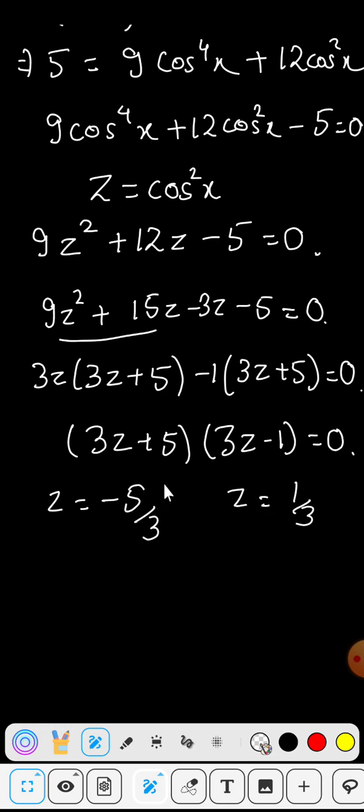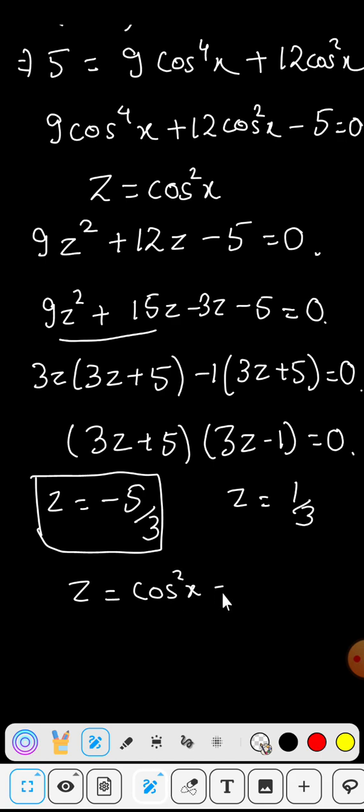Now minus 5 by 3 is not possible, because here we are getting a negative number, because z was cos square x, so it would become an imaginary number. The square will come this side, so it will become minus root 5 by 3. So we'll take the value of z as 1 upon 3. So z was cos square x. So z is equal to 1 upon 3, or cos square x as 1 upon 3.